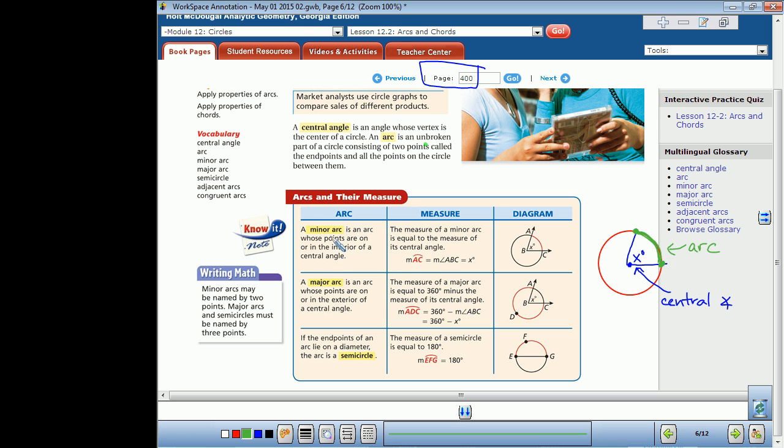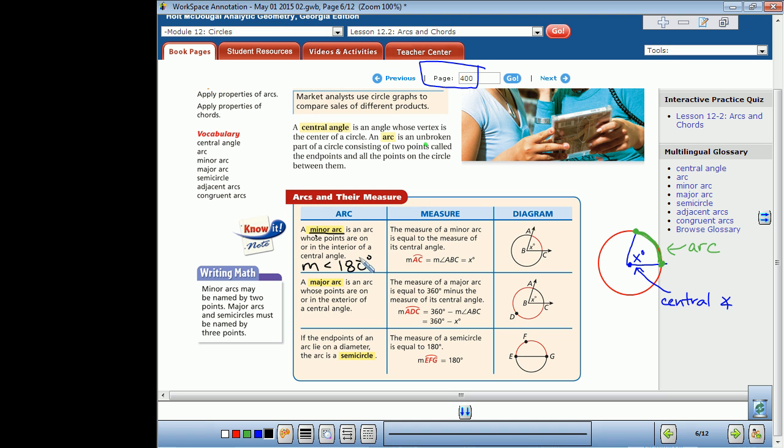Now, the book has divided an arc into 3 different categories. The first category is a minor arc. With a minor arc, I'd say a minor, don't scratch through it, underline it. A minor arc has a measure that's less than 180 degrees. So we measure arcs in terms of degrees, the measure of an arc.